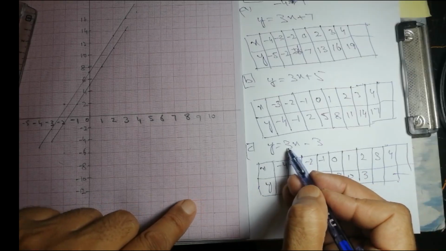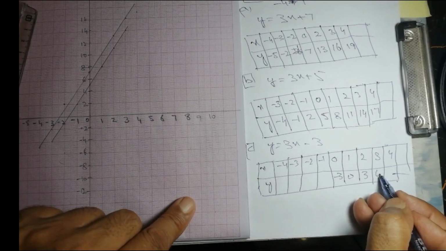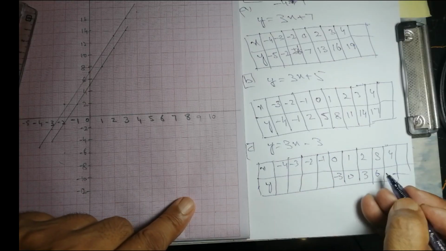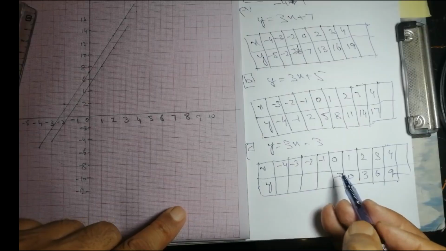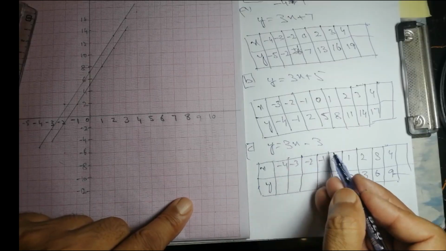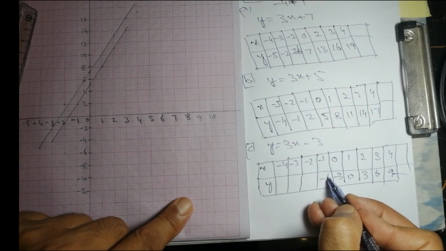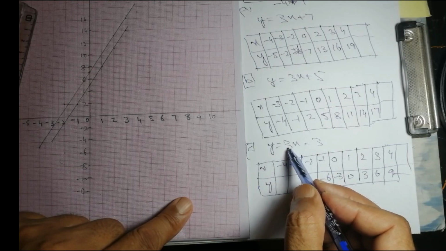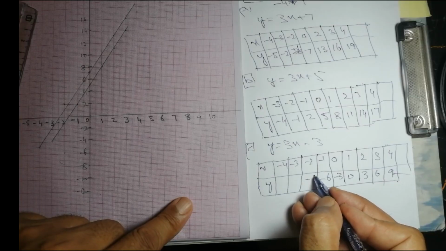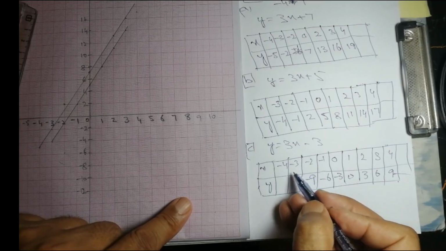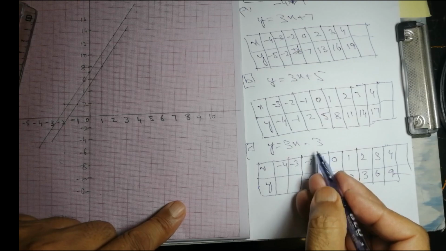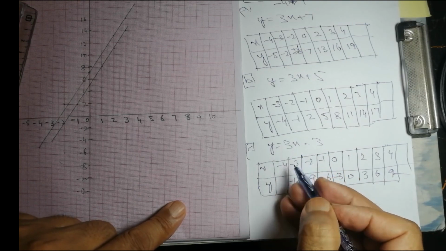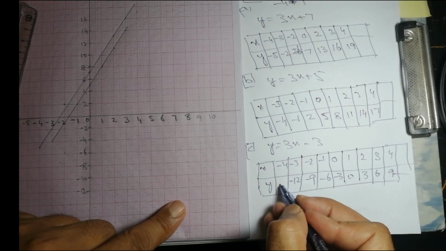Put value of x 3, 9 minus 3, 6. And put value of x 4, 4 is a 12, minus 3, 9. Put value of x minus 1, minus 3, minus 3, minus 6. Minus 2, minus 2 into 3, minus 6, minus 3, minus 9. And minus 3, minus 9, minus 3, minus 12. And minus 4, minus 12, minus 3, minus 15.